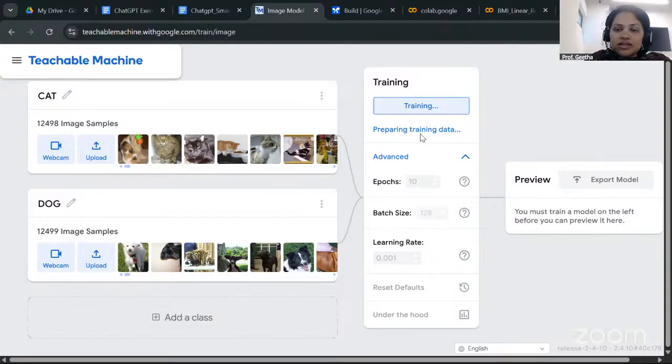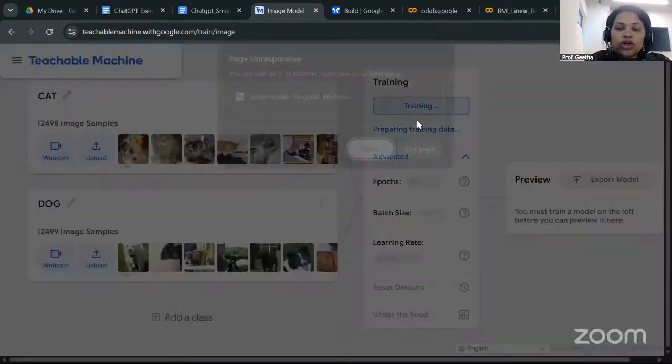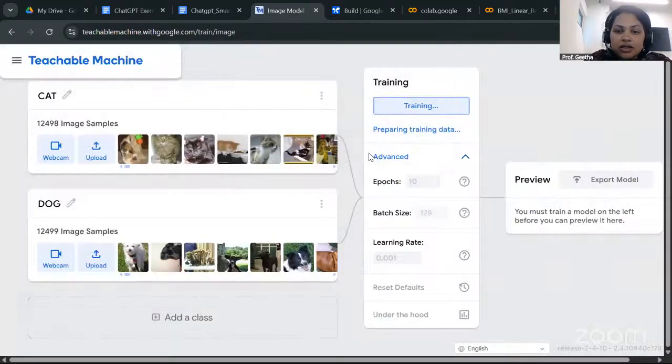Okay, so still the training is going on. You people can just use this Teachable Machine and see. You will finally get the model ready here, and you randomly download any image. You'll have an upload button here. You try to upload it. You have cat and dog.